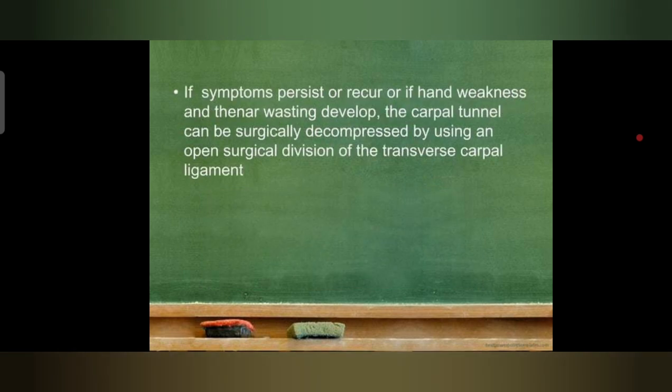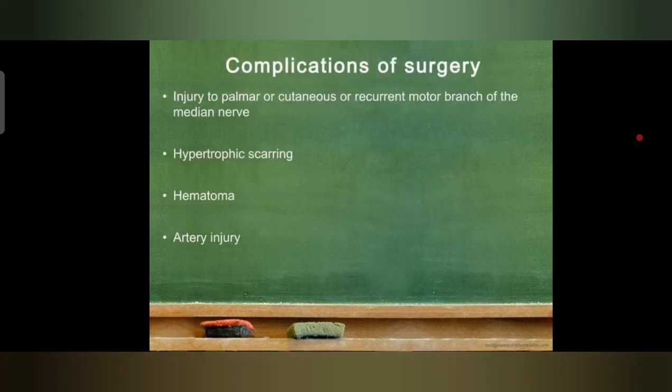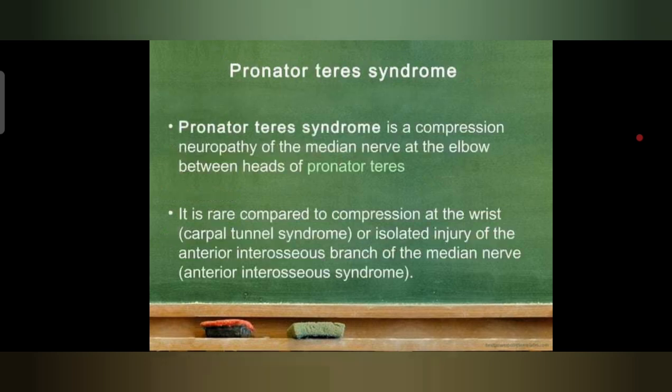If symptoms persist or recur, or if hand weakness and thenar wasting develop, the carpal tunnel can be surgically decompressed using an open surgical division of the transverse carpal ligament. Complications of surgery can be hematoma, artery injury, hypertrophic scarring, and injury to the palmar cutaneous branches of the median nerve.